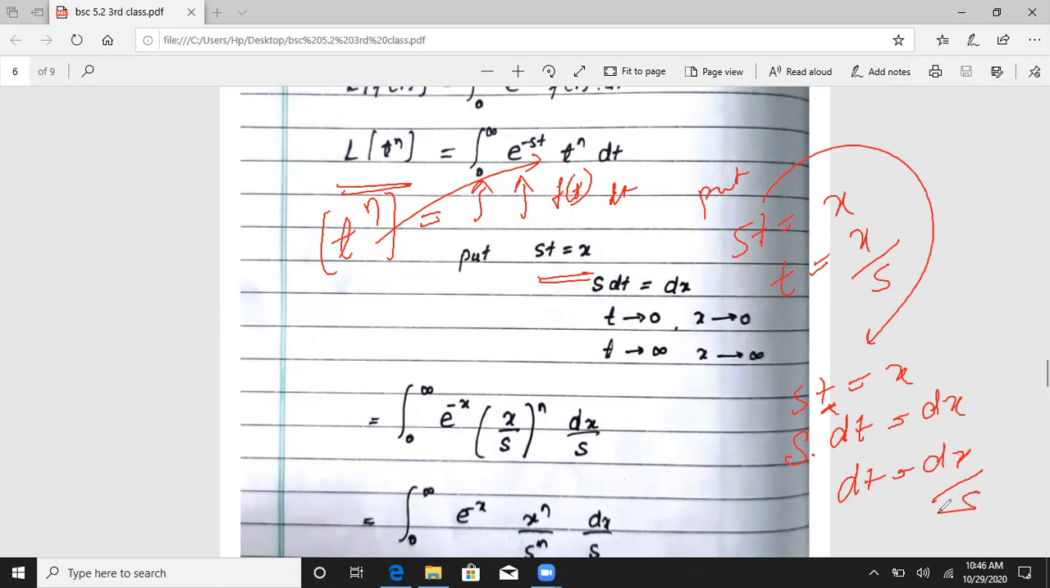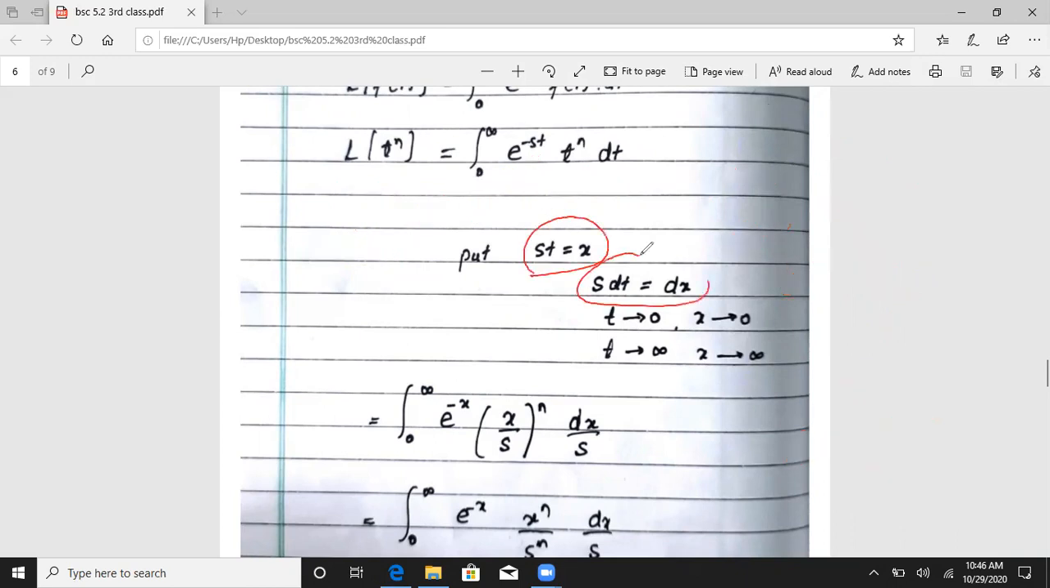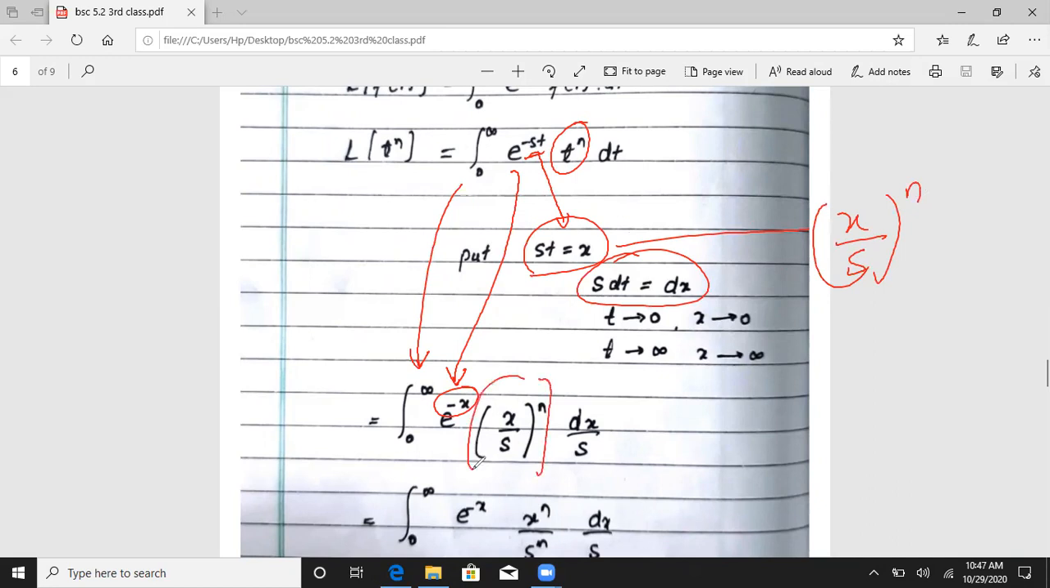Remember guys, listen carefully to these points. Here I substitute the same values: integration over 0 to infinity, e to the power minus x, since st is x, then t to the power n, and t to the power n means x by s whole to the power n. And dt, the differentiation of t, is equal to dx by s.